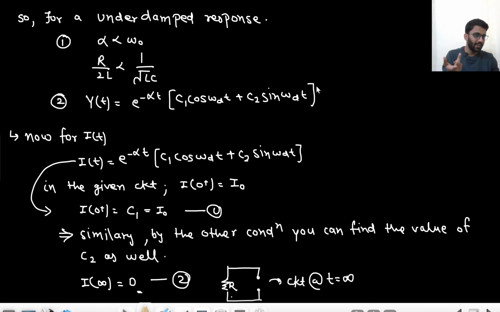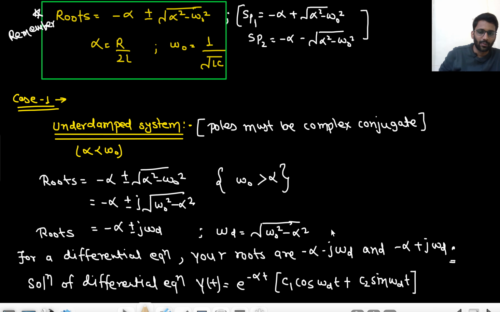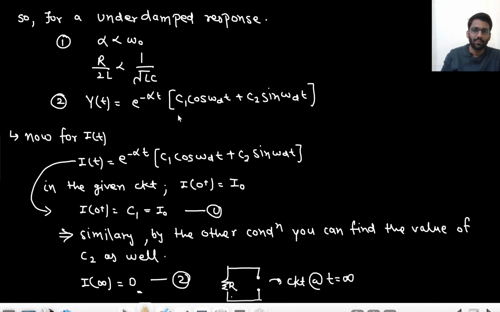So our response will be underdamped, because in case of an underdamped response, the poles are complex conjugate. This thing also you need to remember. So the response will be something like this: e to the power minus alpha t times c1 cos omega d t plus c2 sin omega d t. Omega d is root of omega naught square minus alpha square. You don't need to mug this up, because you will find the response eventually. This will be a value, this will also be a value, so from that you will be able to write the response.